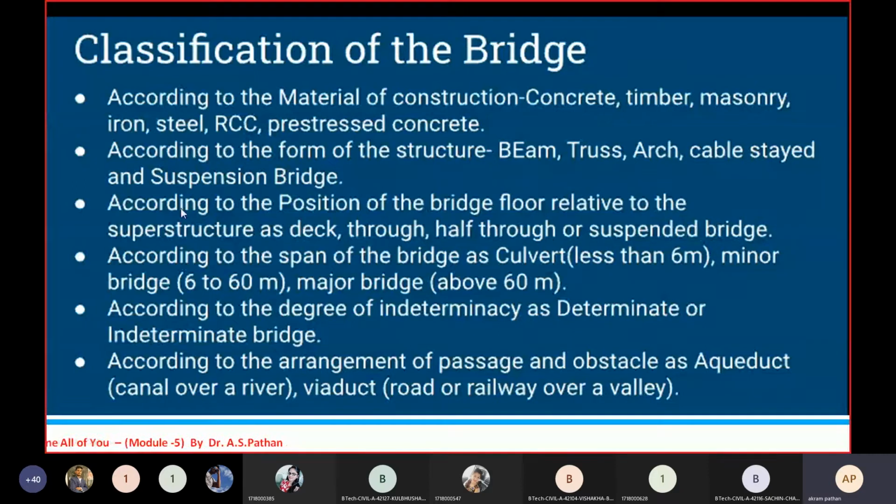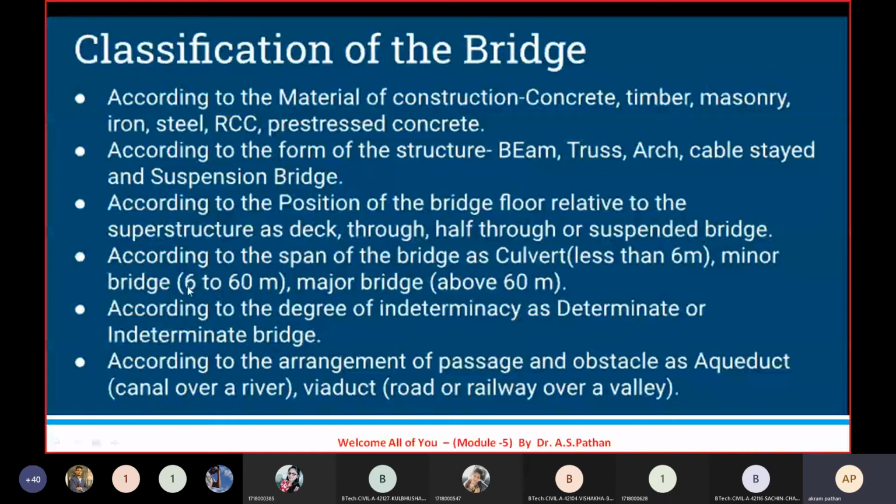Now, another important classification of the bridge is according to the position of the bridge floor relative to the superstructure, as a deck, through, half through or suspended bridge. So the deck bridge, the through bridge, and the half through or suspended bridge, according to the bridge floors.